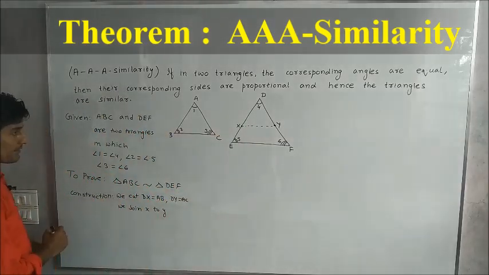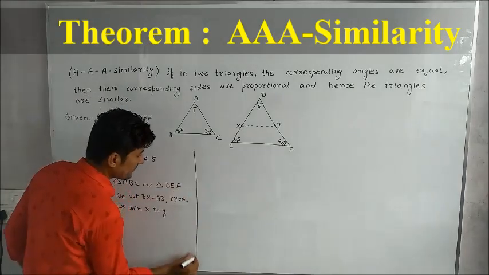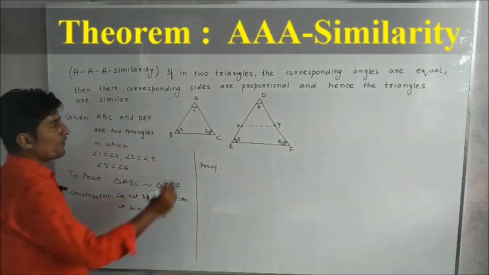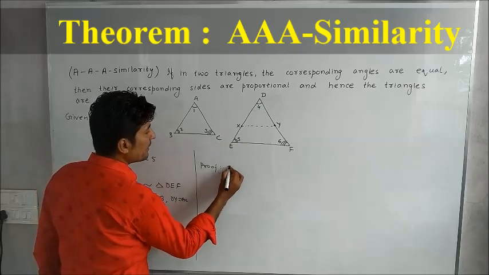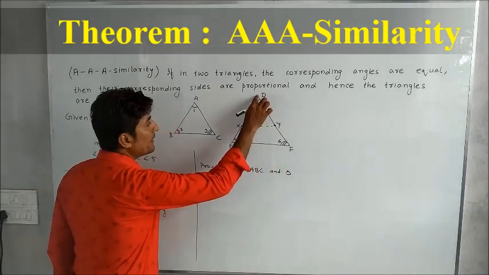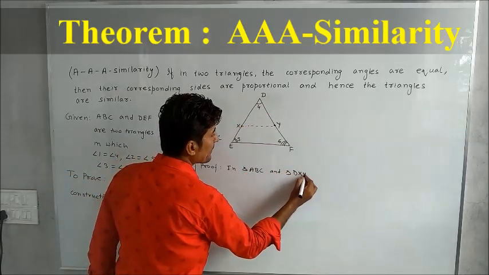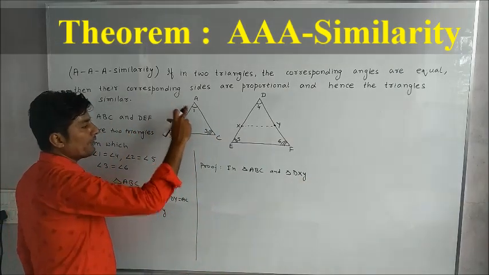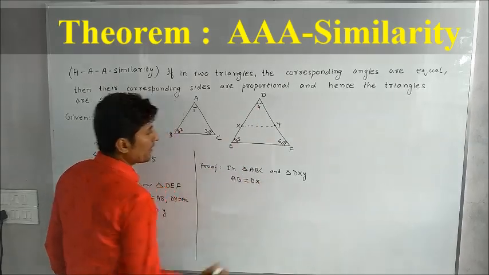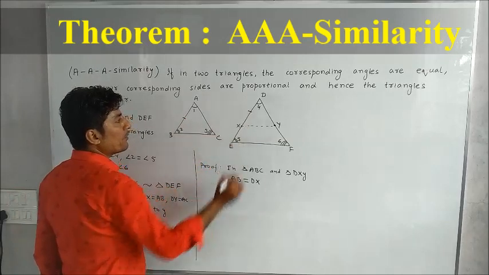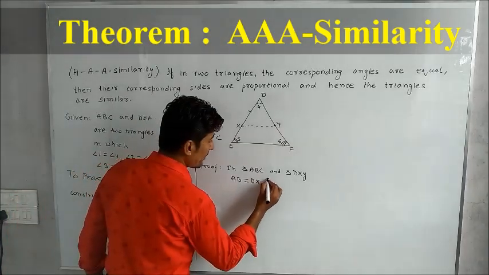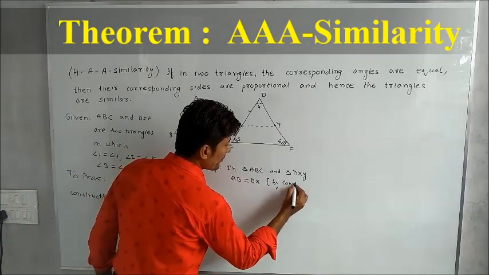After that, we have to write the final step, that is proof. In proof, first of all, we will consider triangle ABC and triangle DXY. AB side of this triangle is equal to DX side of this triangle. Why are they equal? By construction, DX is equal to AB. So we can write here by construction.